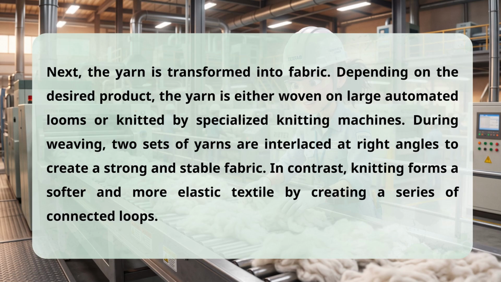Next, the yarn is transformed into fabric. Depending on the desired product, the yarn is either woven on large automated looms or knitted by specialized knitting machines. During weaving, two sets of yarns are interlaced at right angles to create a strong and stable fabric. In contrast, knitting forms a softer and more elastic textile by creating a series of connected loops.